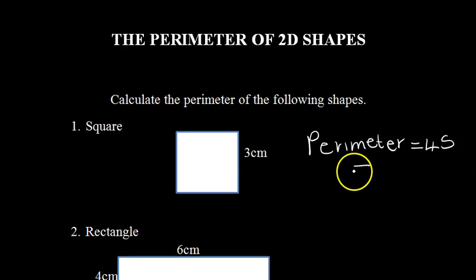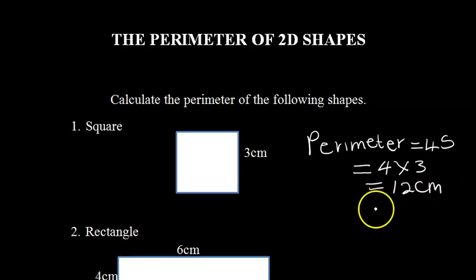Right, now our dimensions are 3 centimeters. Then it's gonna be 4 times 3. Then 4 times 3 is what? 4 times 3 is 12, which means the perimeter is gonna be 12 centimeters.